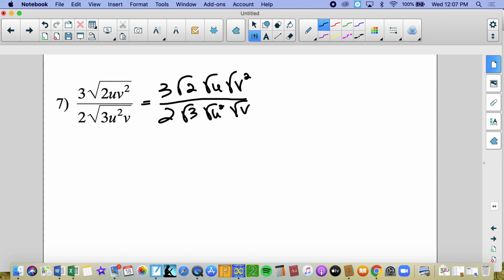I'm going to do this problem 2 ways. I'm going to do it this way first, and we see that we have a perfect square, and we also have a perfect square in the denominator. So we can do 3v, because the square root of v squared gives me v, and then we're left with 2u up in the top. We have 2u, because the square root of u squared is u, and then we're left with 3v.